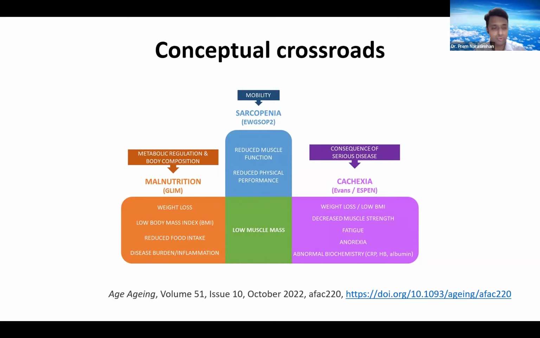So what I'm trying to show by this slide is that there might be 3 different things, but ultimately, with 3 different definitions, maybe the core is that we actually have to make sure that nutrition is taken care of. Ultimately the one solution will be nutrition. So that's about it as far as this case is concerned.